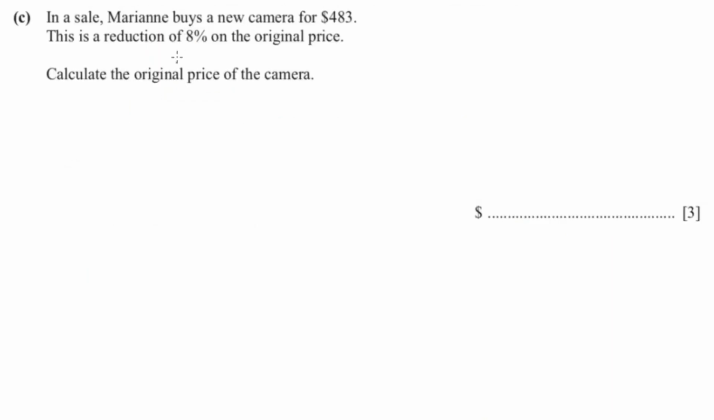Moving on to our last question, which involves percentages. It's telling us to calculate the original price. So we know that the original price is 100%. Since it said it's a reduction of 8%, we know that this price is 92%, because 100 minus 8 is 92%. So now we know that 483 is 92%.